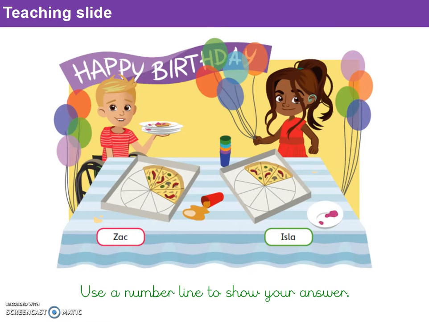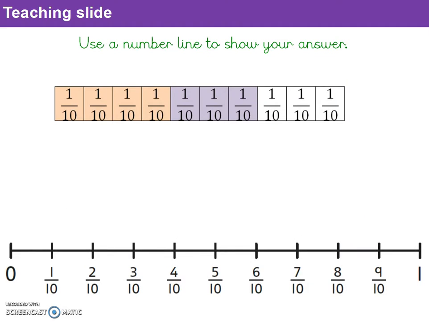Then for question 1b, I'm asked to use a number line to show my answer. So I'm going to use a number line to show this working out now. And we've already been able to work out the total is 7/10, and I can speed up my process, not needing to draw the bar model. I can simply use a number line to do exactly the same procedure.